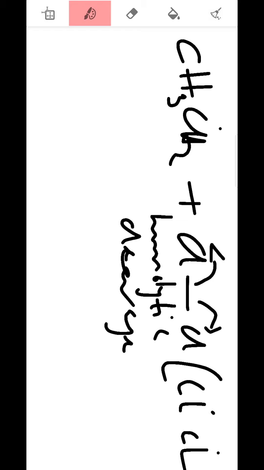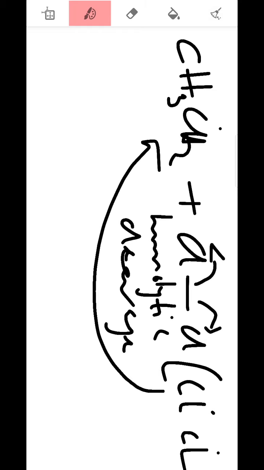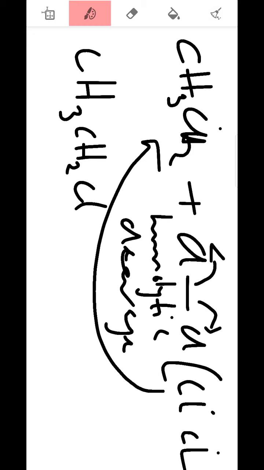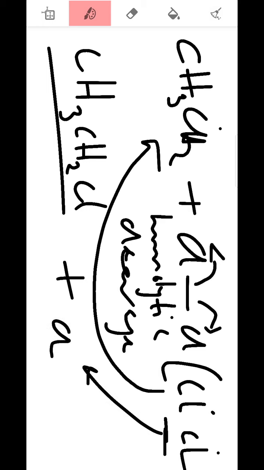And the next thing is this. The chlorine radicals are unstable. Radicals are unstable species, so they will tend to attack this radical. One of the chlorines will attack this radical. And at the end of the day, you have CH3CH2Cl, which is now stabilized due to the addition of the chlorine, plus the remaining chlorine radical.